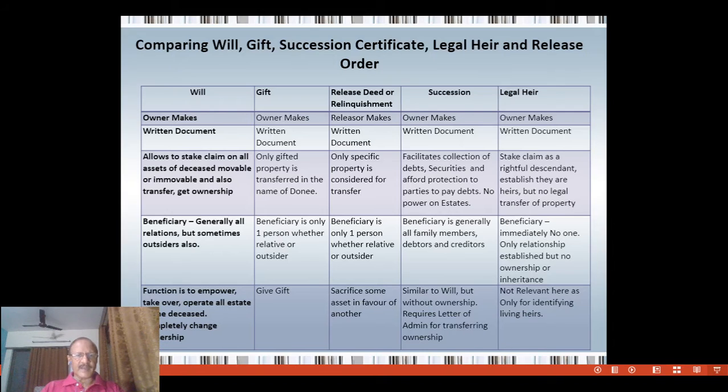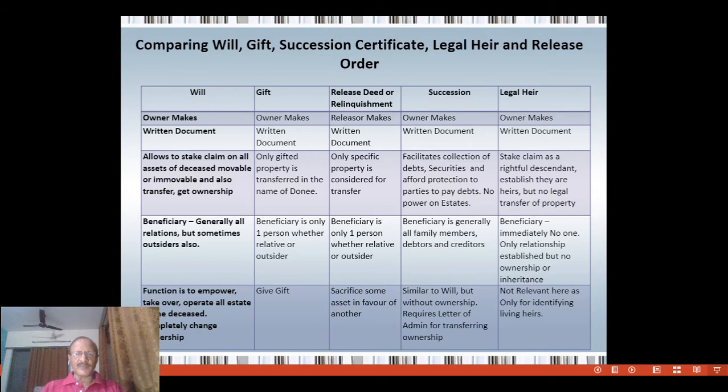Who can stake claim? So in case of will, all the legal owners can stake claim. They can stake claim on all assets. Whereas in case of gift and release deed, it is only specific to the property in which the gift or release deed is given. Succession certificate again follows, in most cases succession certificate and succession and will, they follow the same, assuming that succession is having a letter of administration. If it doesn't, then it's one step lower to will.